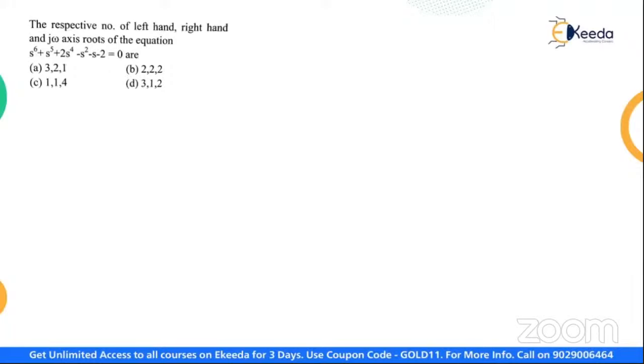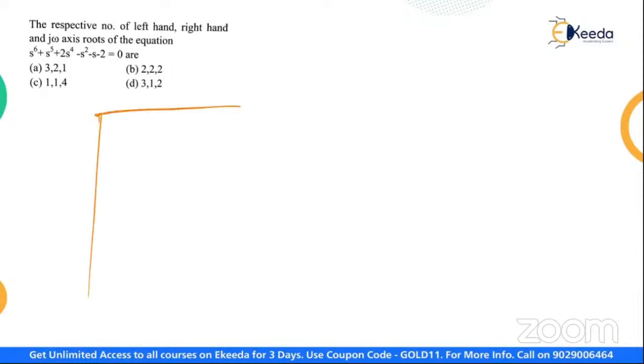The respective number of left hand, right hand and j omega axis roots of the equation are. Let us see what are they. See here, s to the power 6 plus s to the power 5 plus 2s to the power 4 minus s squared minus s minus 2 is your characteristic equation which is given, and they are asking you what are the left hand poles, right hand poles, and j omega axis poles. So what is the solution? The solution is nothing but Routh's array. So let us do that. Let us simply use our Routh's array and see what happens.